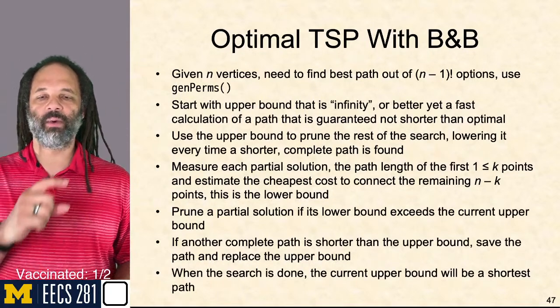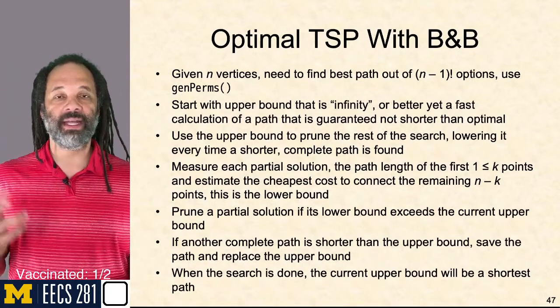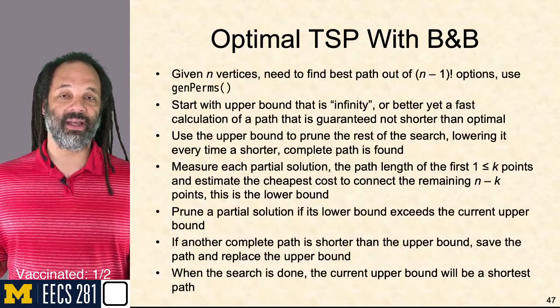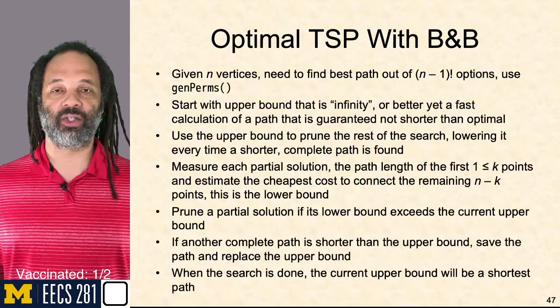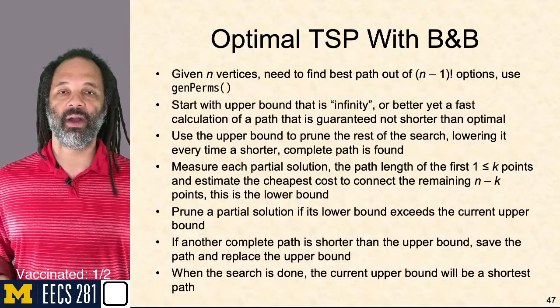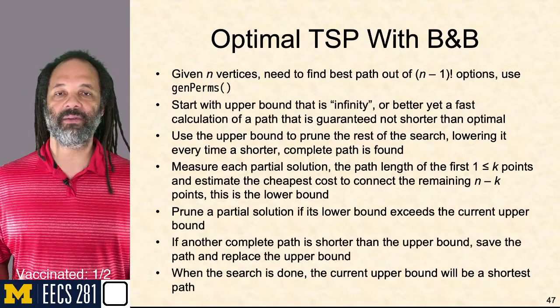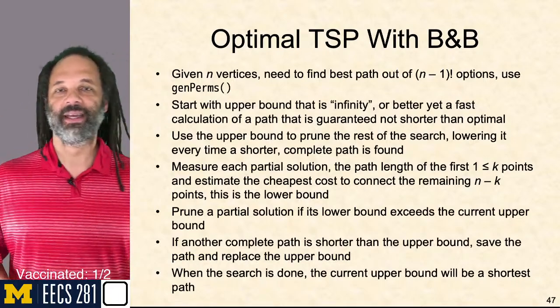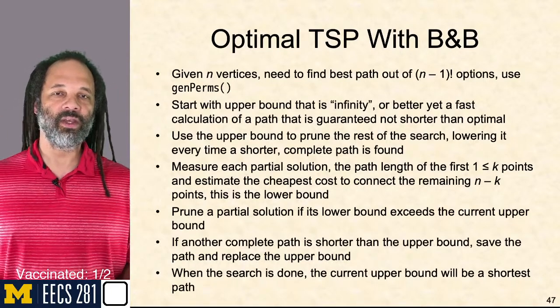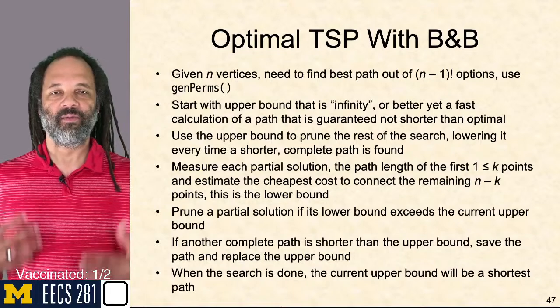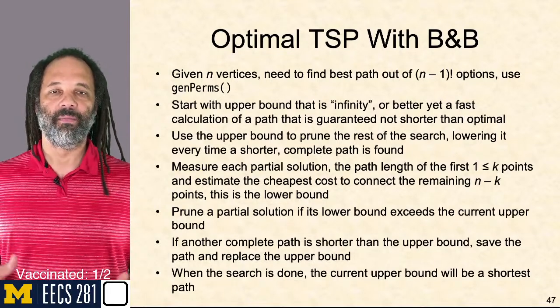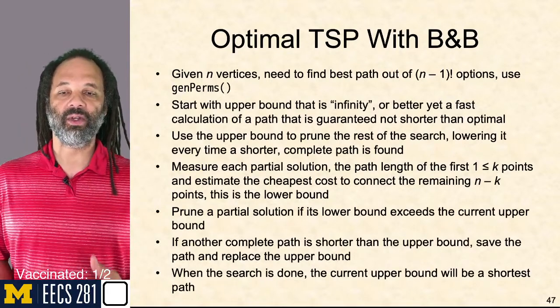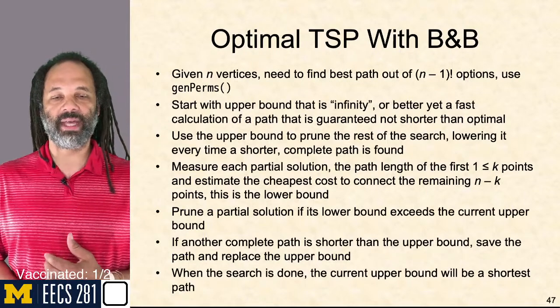We'll start with some upper bound that's infinity, or better yet, a fast calculation of a path that's guaranteed to be not shorter than optimal. So if you're thinking here, I could use my fast TSP from part B, that's why we put part B before part C. You're in the know. You can use that as your first upper bound.